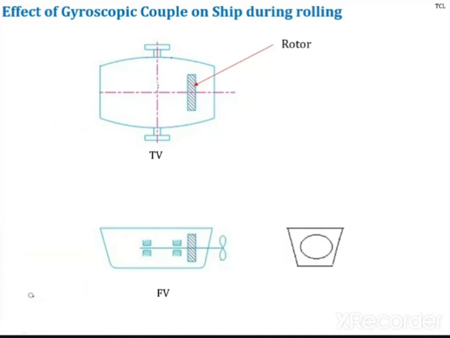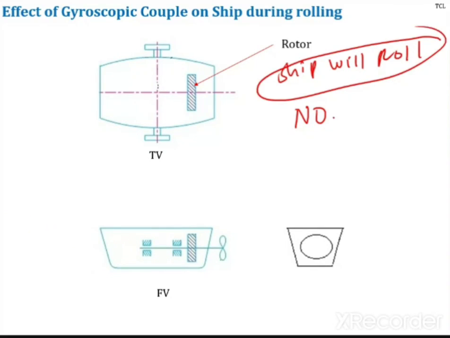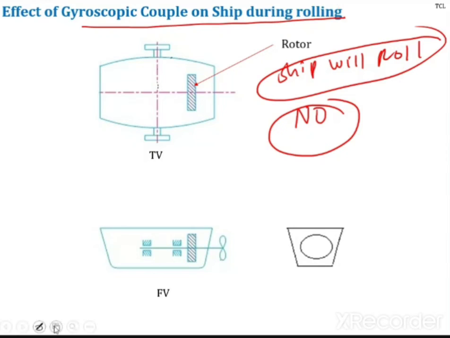Now the last condition, the effect of gyroscopic couple on the ship. First of all, you understand that the ship will roll, but there is no effect of gyroscopic couple on the ship during the rolling. म्हणजे ship जरी तुमची रोल झाली तरी gyroscopic couple चा इफेक्ट होणार नाही.